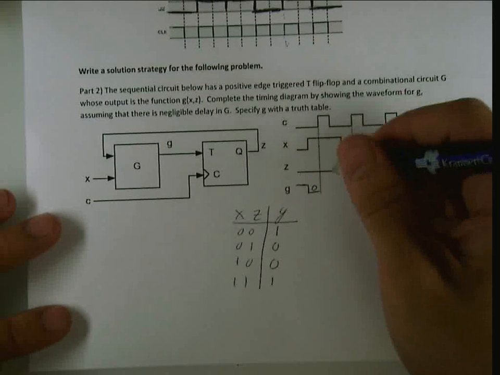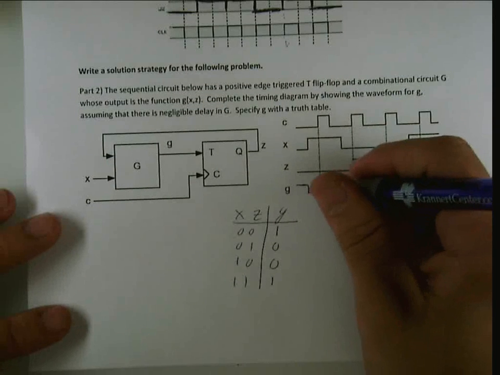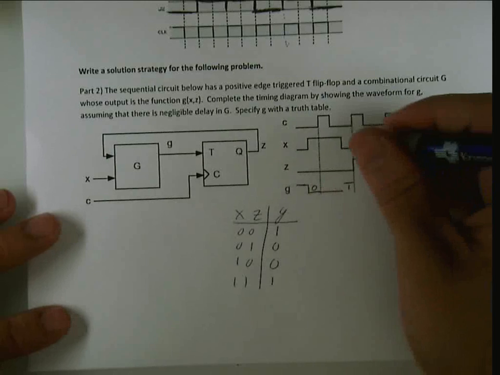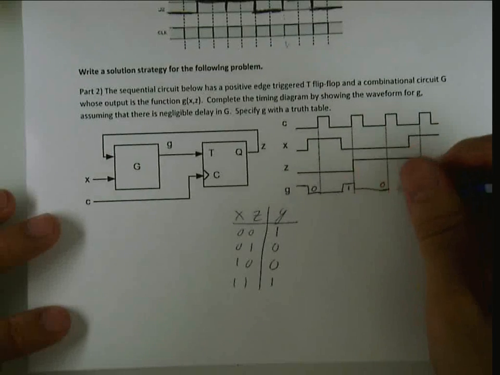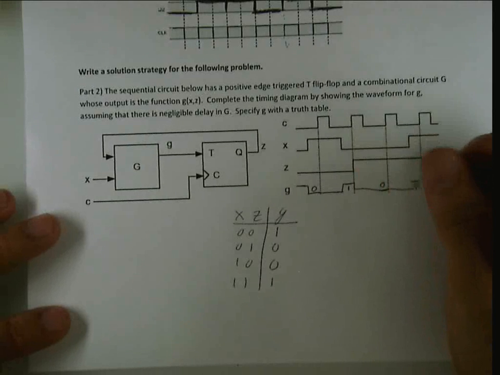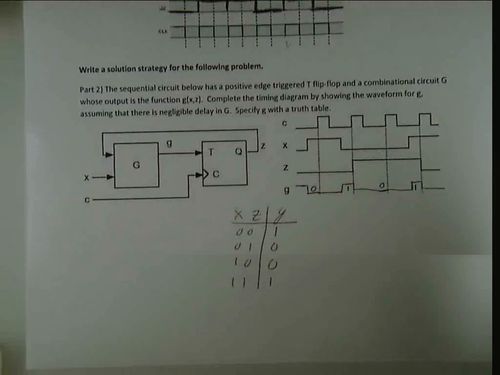And here I've got X is 1, Z is 0, so that's going to be a 0. So they're the same here. They're different here. They're still different here. They're the same here. And they're different here. So that completes that second timing diagram for part 2 and this video.